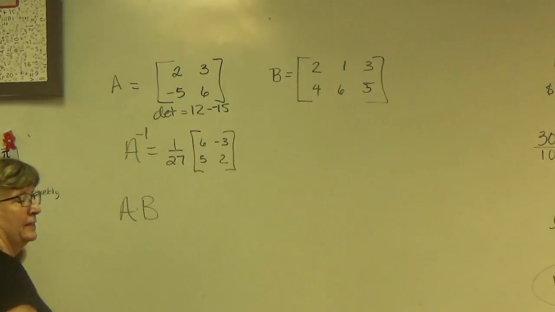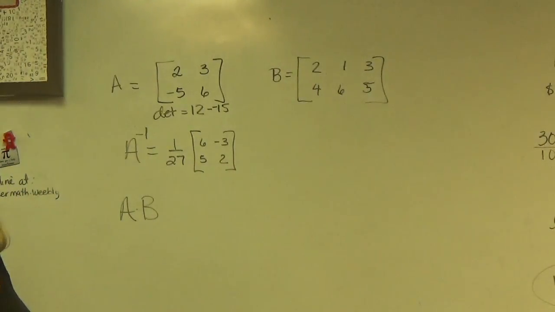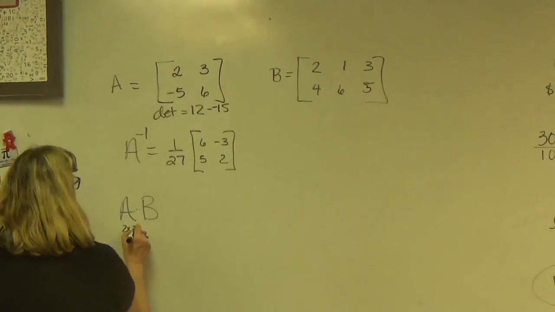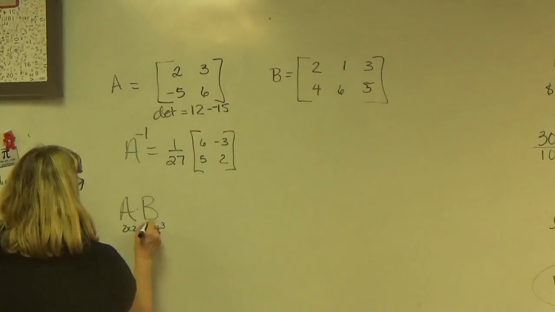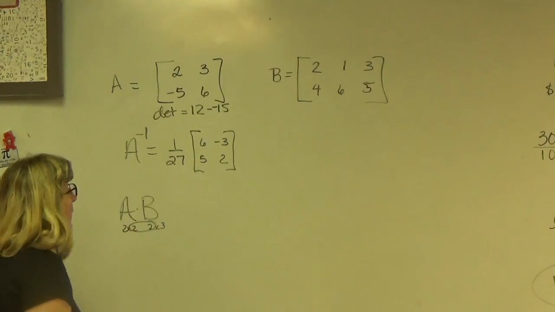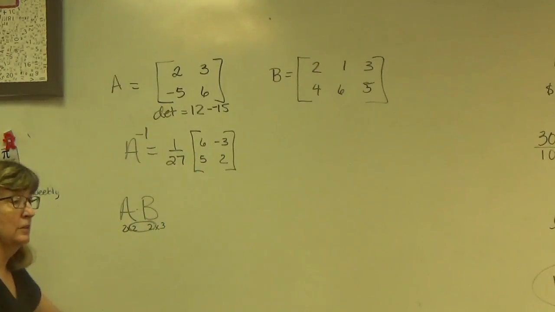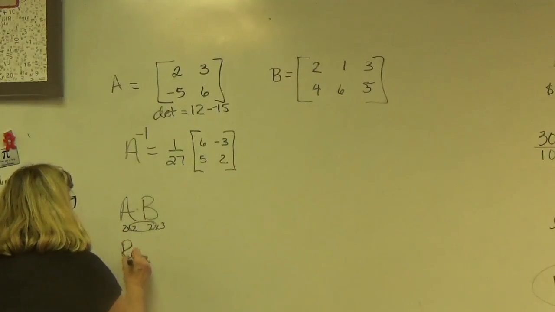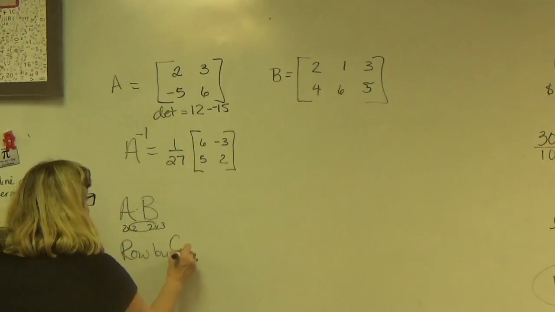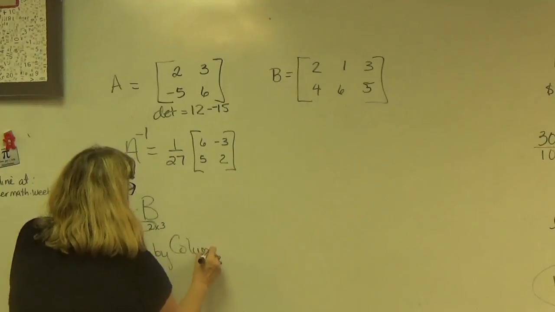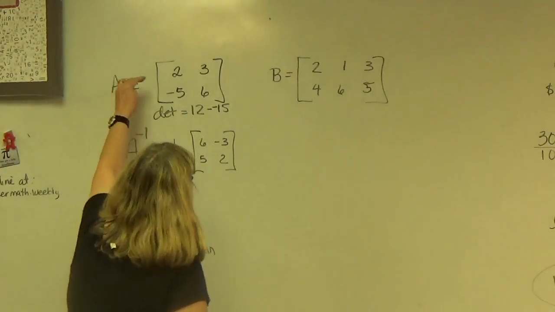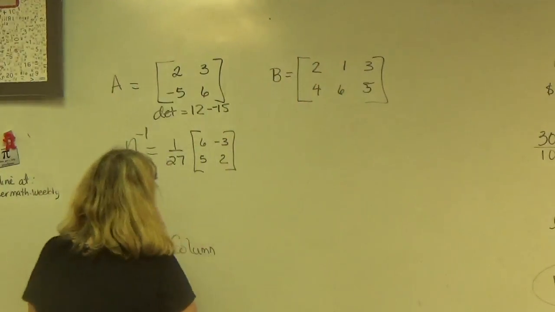Can I multiply A times B? A is a 2 by 2, B is a 2 by 3. Can I multiply them? Yes. And how do we multiply matrices? Over and down. Row by column. Okay, so row one, let's see, Robert, I'll have you start us.